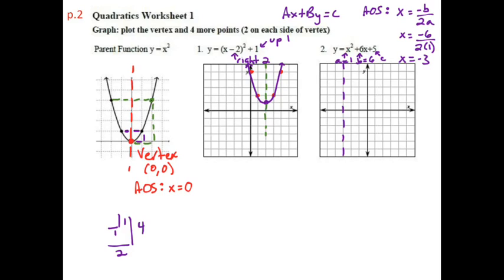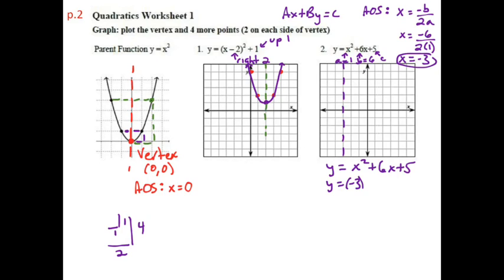And then from there, we need to figure out where that y-coordinate is going to go. Well, if x is equal to negative 3, then we can take our equation, y equals x squared plus 6x plus 5, and plug in that negative 3.